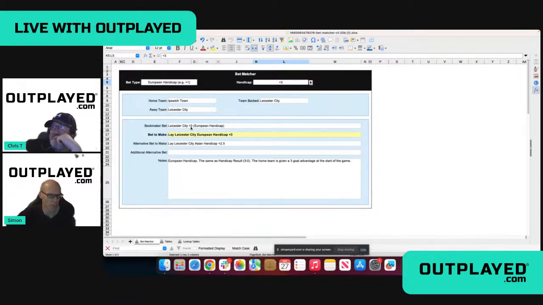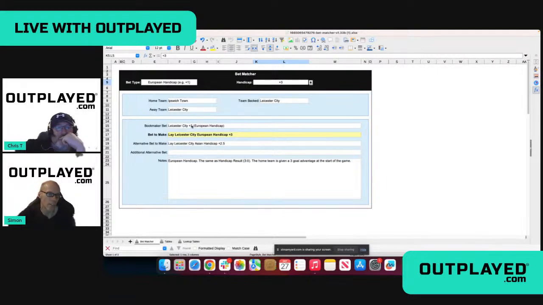So Leicester City +3. Basically, they give Leicester City a 3-goal advantage. They add 3 goals to Leicester City's final score and see whether they win, lose, or draw. Now, you might not find the Leicester City +3 handicap market. If you do, then you just lay it. But if there's only an Asian handicap market, then it tells you what you can lay there.